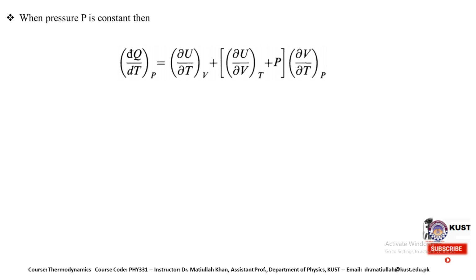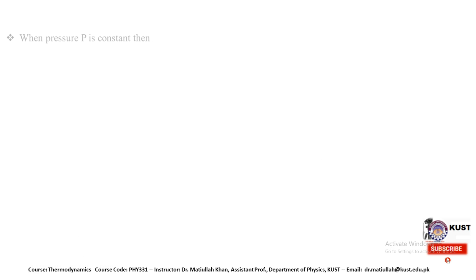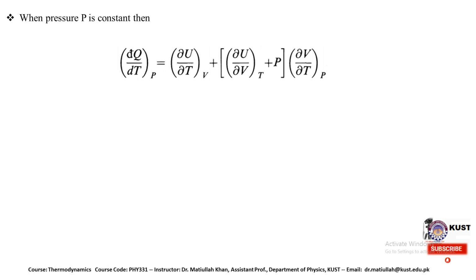If we consider that the pressure is constant, that is actually the next part of the last equation. In this equation, if we keep the pressure constant, what will be the consequence? What we can get from this equation is that dq divided by dt at constant pressure is equal to the change in internal energy with respect to temperature when volume is constant, plus the change in internal energy with respect to volume when temperature is constant, plus P into the change in volume with respect to temperature when P is constant.